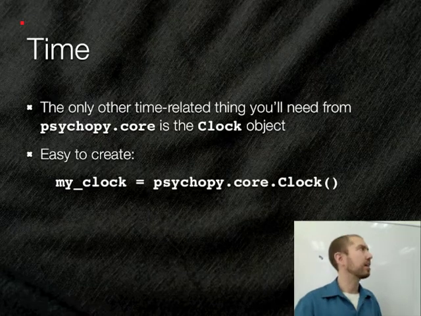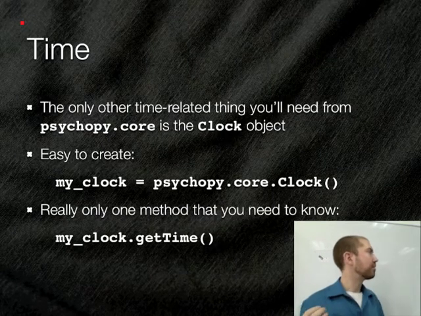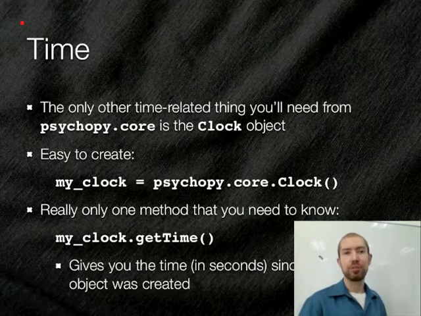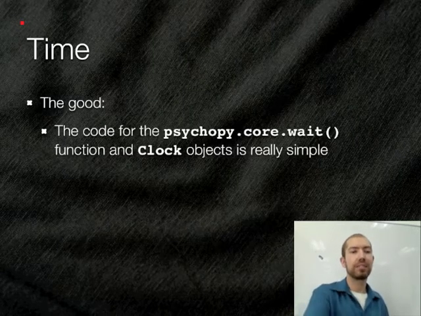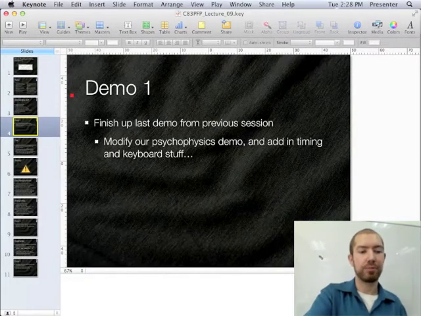Remember, we're going to need clock objects to keep time. There's really only one main method that we need, which is myClock.getTime, and that tells us what the time is right now. So we're going to want to set up some clocks and use them to get our timing so that we can show our stimuli at the right times.